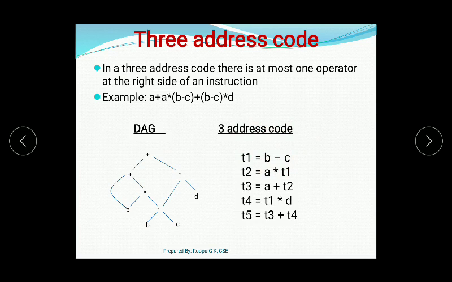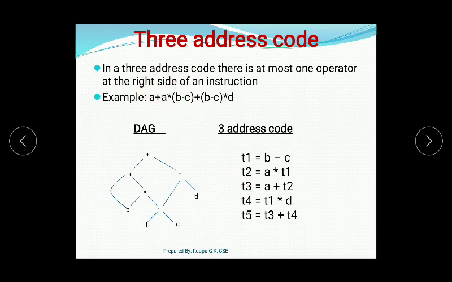Next, what do we want? We want A star B minus C. So consider another temporary variable T2, that is the result of A into T1. What is T1? T1 is B minus C. So A star B minus C is over. Next, what we require is A plus A star B minus C. So use another temporary variable T3: A plus the previous result T2. So this part is over.